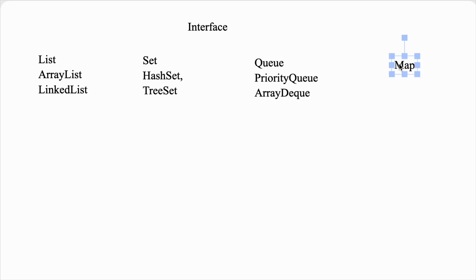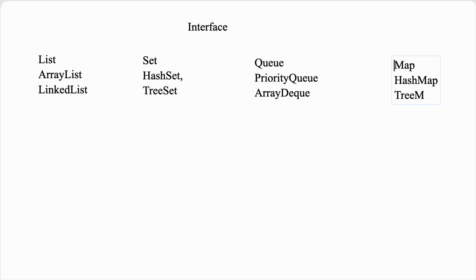Okay, and last thing, it's a map. Basically it's for storing key-value pairs, like a phone number where each name has a number. For example, here we can see HashMap and TreeMap. So these are the things regarding the interfaces.